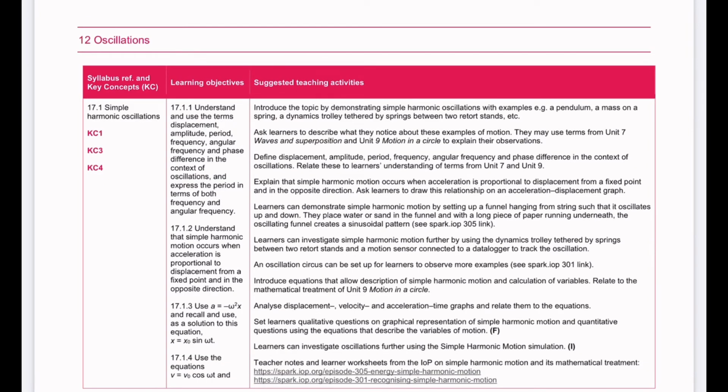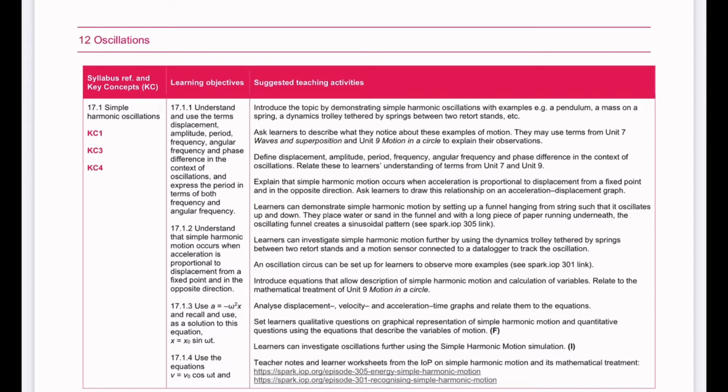Key concepts. 17.1. Simple harmonic oscillations. Learning objectives. 17.1.1. Understand and use the terms displacement, amplitude, period, frequency, angular frequency, and phase difference in the context of oscillations, and express the period in terms of both frequency and angular frequency.